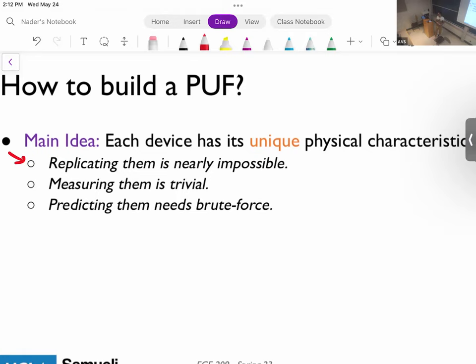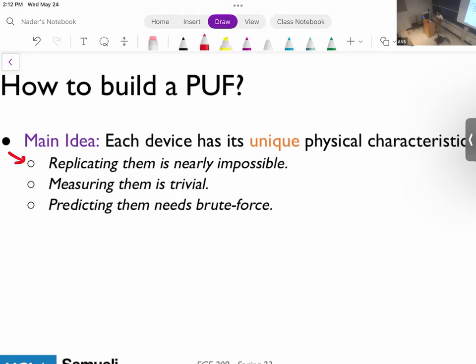Why? Because the process of building logic gates is a random process. It's a very, very noisy process, and you cannot really control that. As a result, when I build a hardware and measure the numbers, I'm guaranteeing that nobody can replicate this. And that's a very important and strong capability that I'm going to have.